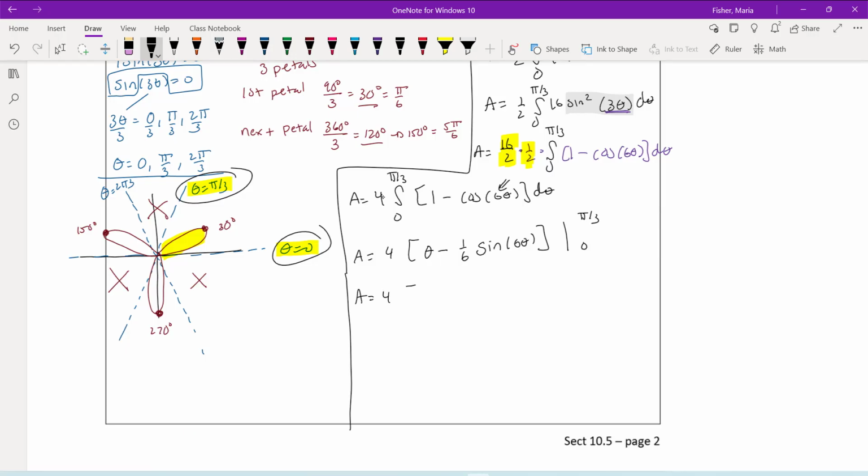Plugging in the limits of integration, I'd have pi over 3 minus 1 over 6 times the sine of 6 times pi over 3, which is 2 pi. Then plugging in the 0, I'd have 0 minus 1/6 times the sine of 0. Well, I know that the sine of 0 is 0, and that the sine of 2 pi is 0. Therefore, my area of one petal here would be 4 pi over 3.